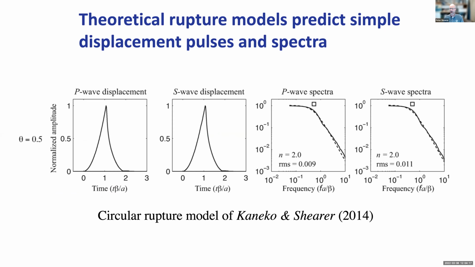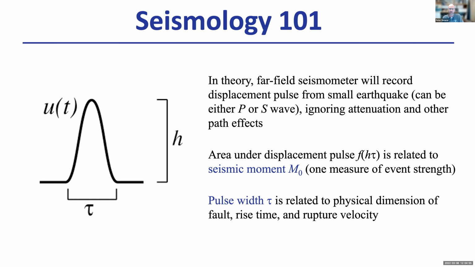So in order to compare our seismic observations to these models of earthquakes, we need theoretical results. So you can do these numerical simulations of ruptures, and they predict the displacement pulses you'd see in the far field. You can also compute the spectrum of those, which are shown on the right. And that then gives you a relationship between what you should observe and the source parameters.